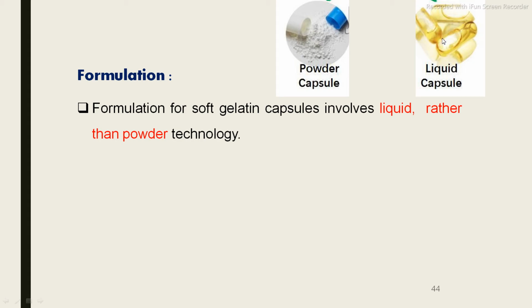This type of liquid material we cannot fill inside the hard gelatin capsule because it consists of two parts, that is cap and body, and again it is very hard in nature, and because of the liquid component it may become softer. So that's why powder or granular material is only applicable to hard gelatin capsule, and liquid or semi-solid material is only applicable to soft gelatin capsules.